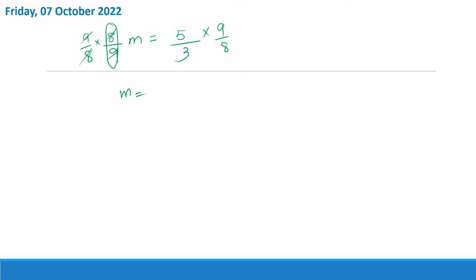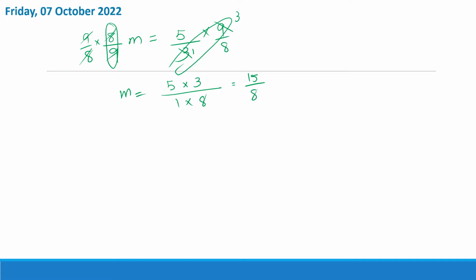Let's write here. 3 and 9 go in the table of 3, so 3 times 1, 3 times 3. Now 5 and 8 don't go in any table. So what is left up? 5, 3, 1, 8. 5 3s are 15 and 8 times 1 is 8. Leave it over here.